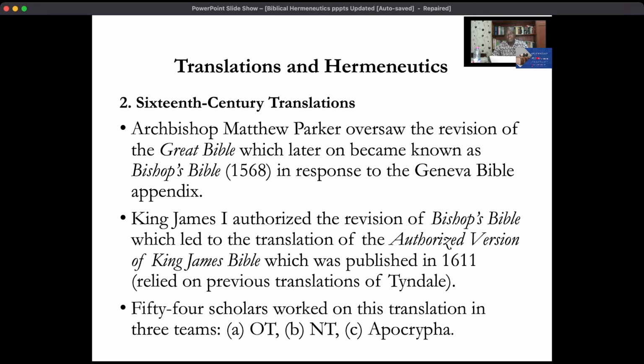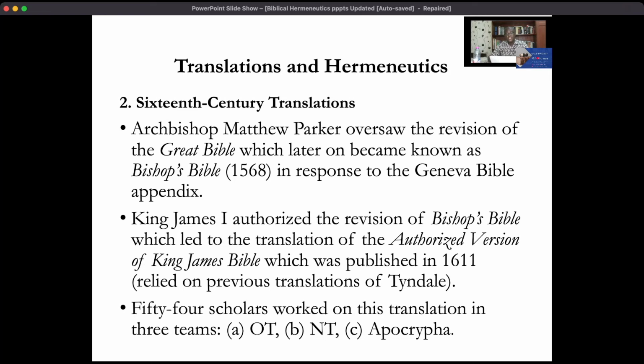King James I authorized the revision of the Bishops' Bible, which led to the Authorized Version, the King James Bible, published in 1611, which relied on previous translations of Tyndale. So the King James Bible was made, and it was based on Tyndale's translation, and we know the text that Tyndale also used. Now, 54 scholars worked on this translation in three teams: the Old Testament, New Testament, and Apocrypha.